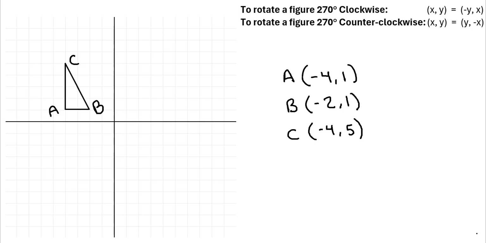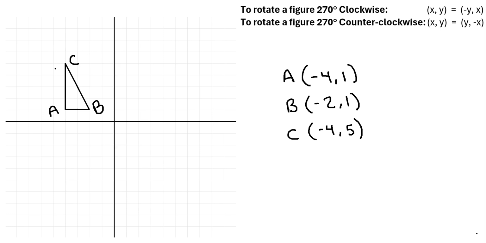In this video, we will talk about how to rotate a figure 270 degrees around the origin. So here are the only two rules that you need to know to rotate a figure. If you're rotating a figure 270 degrees clockwise, simply change all of the xy coordinates of the figure to -y, x. And if you're rotating counterclockwise, change all of the xy coordinates to y, -x.